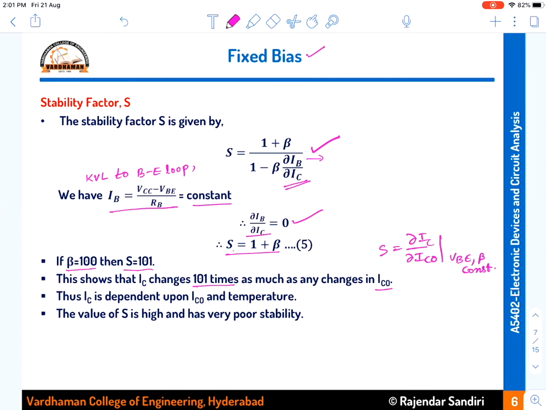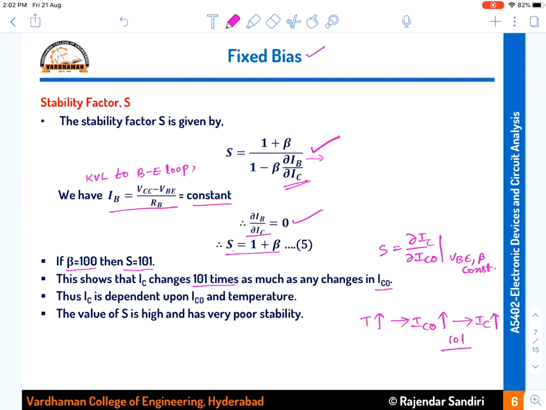But in this case, what is the stability factor that we got? 101. 101 is very, very high. So the variation in IC naught will lead to 101 times variation in IC. So when the temperature increases, the reverse saturation current increases, and when the reverse saturation current increases, the collector current also increases. By how many times? 101 times, because the stability factor we got is 101.